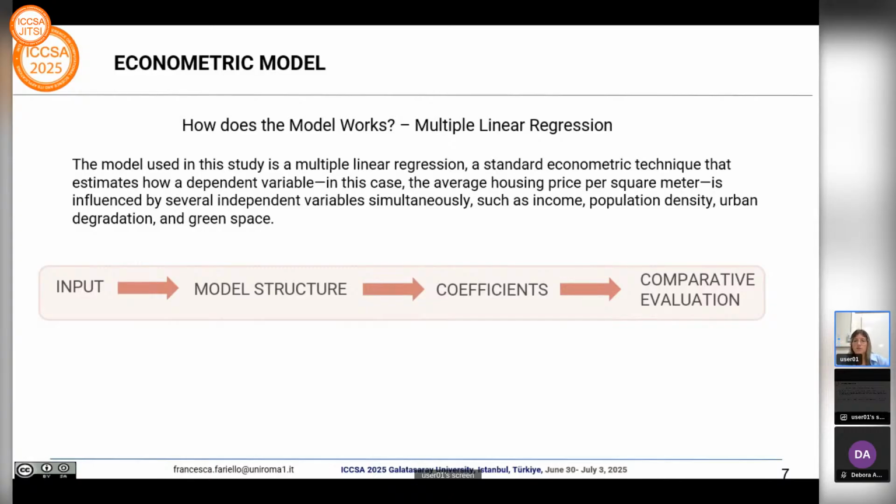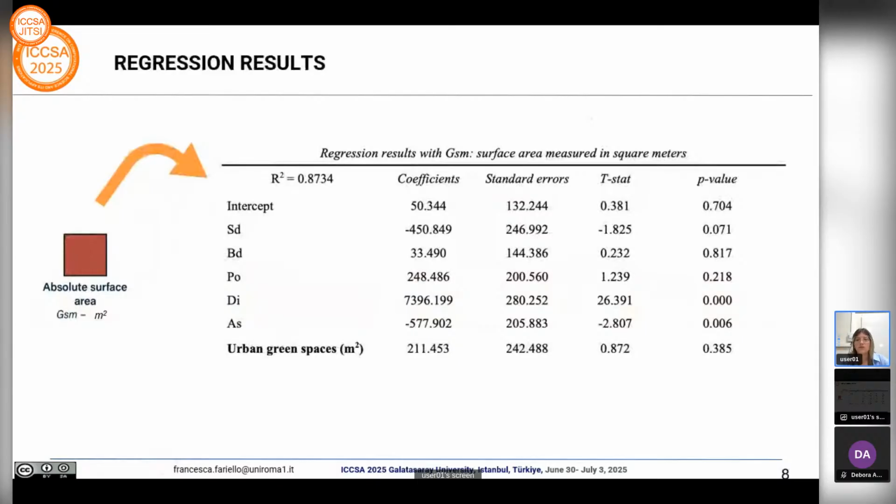This allows us to make a direct comparison between the three models and answer our initial question: which measure of green most effectively reflects its real impact on house value? So let us now turn to the results. In the first model, we represented the urban green using the absolute surface area in square meters, denoted GSM. This metric simply considers how much green area there is in each urban zone without taking into account the proportion in relation to the territory or its distribution.